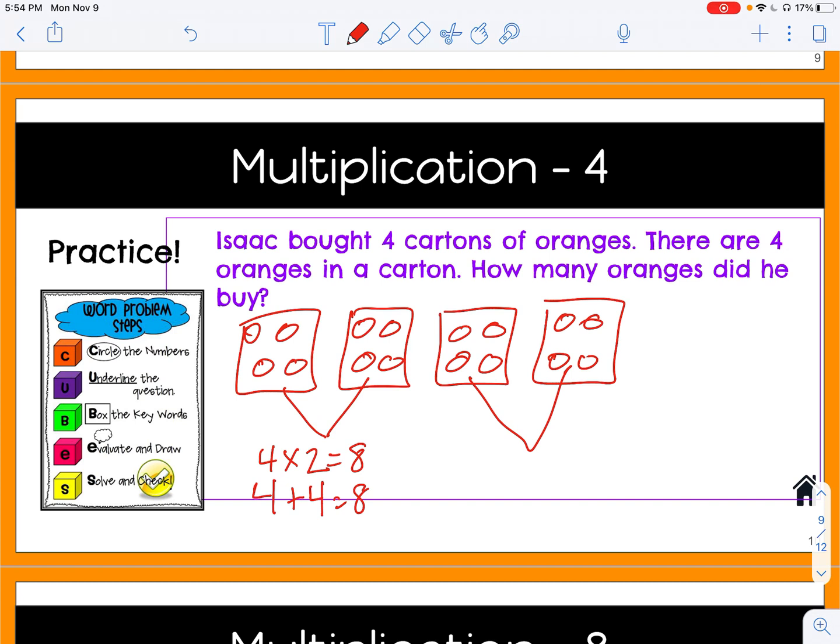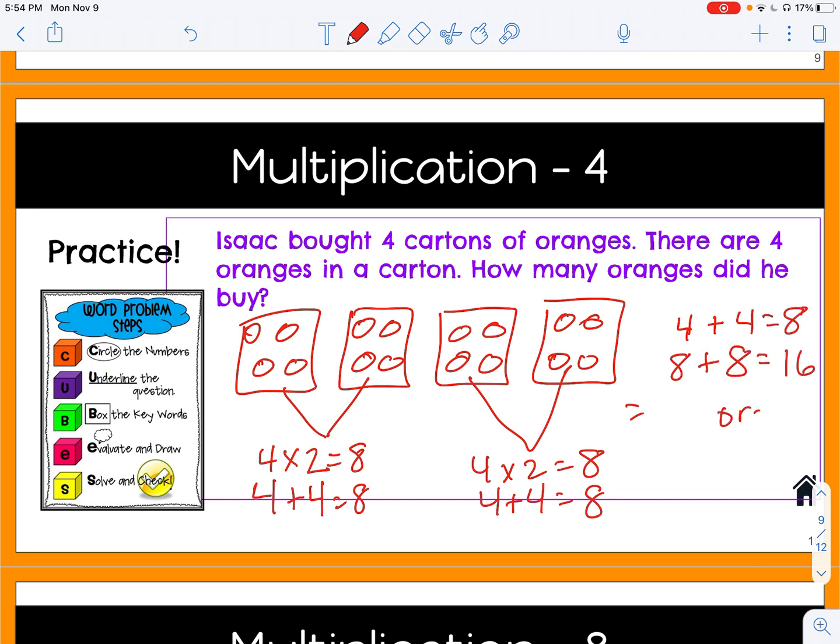So I have 4 times 2 is 8. It's also the same as 4 plus 4. Okay, so I can think 4 plus 4 equals 8, and 8 plus 8 equals 16 oranges. So I doubled, and then I doubled again.